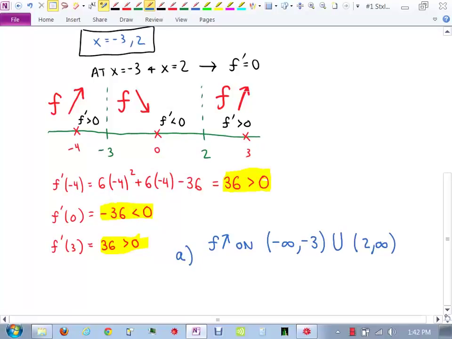And anytime you have 2 intervals, you put a union symbol between them. How's that? And see my notation, F with the up arrow? Is everyone clear that in this class that is going to mean F is increasing? All right. Now, where is F decreasing? On what intervals? -3 to 2. And that's it, right?